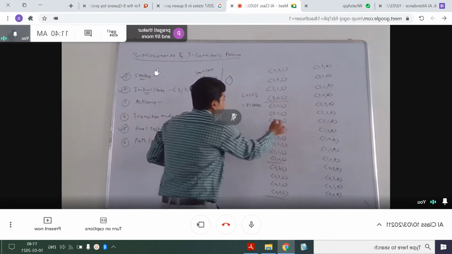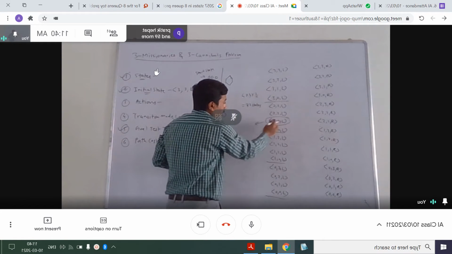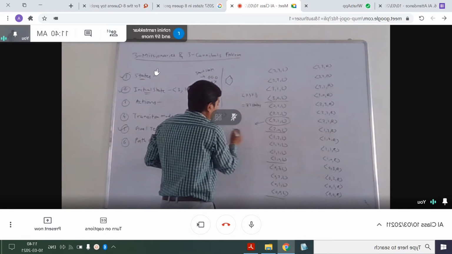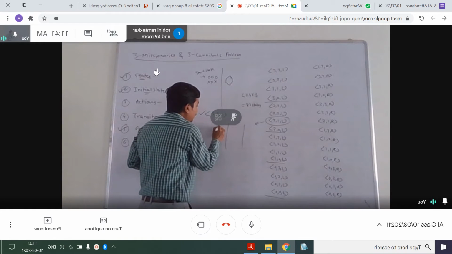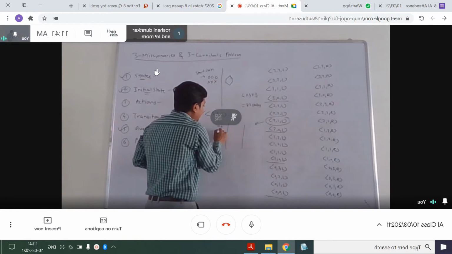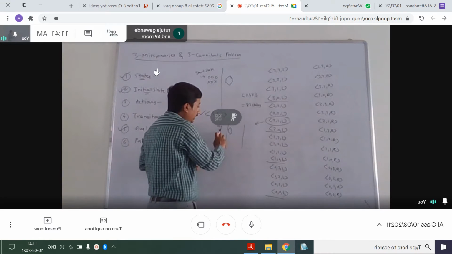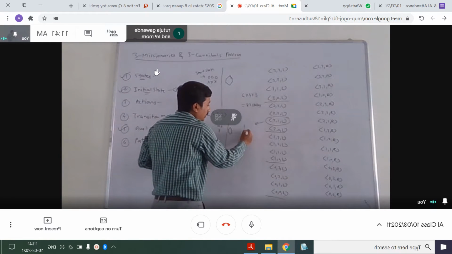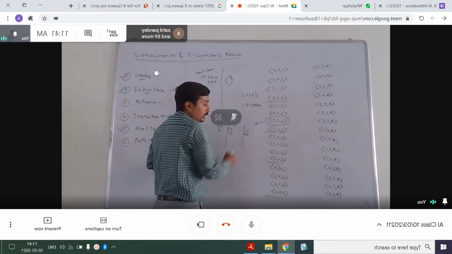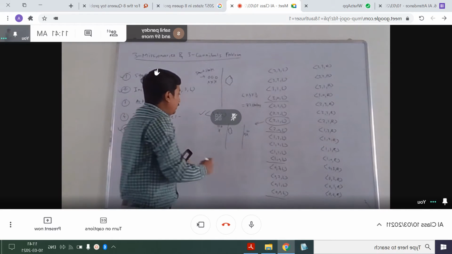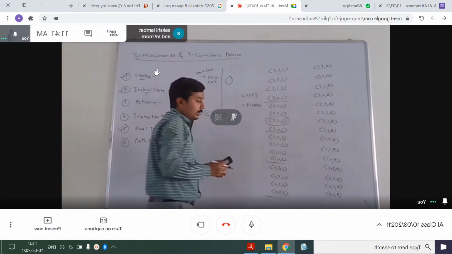If you consider this, what is the state of my problem at this moment? This is our river. We have two missionaries and one cannibal, and the boat is on the left side. That means on the right side we will have one missionary and two cannibals. So this is the meaning of this notation.